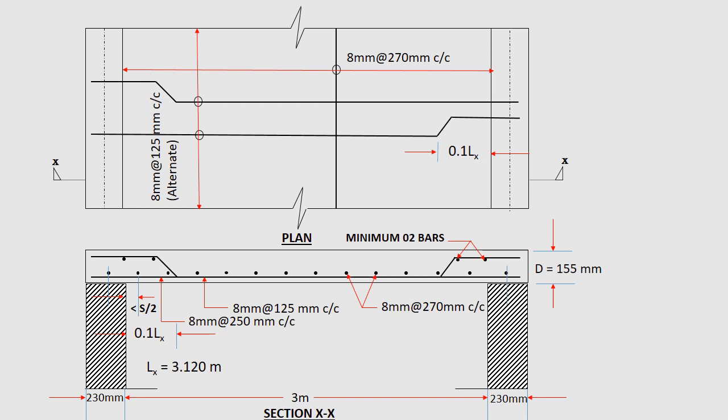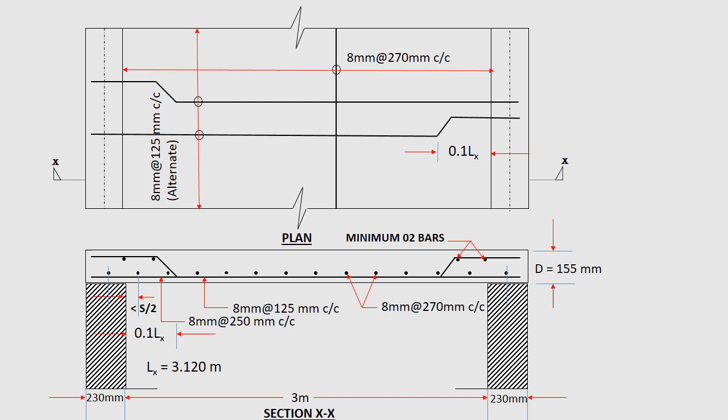First see the section XX. Here this is the slab of which the overall depth D equal to 155 mm, clear span equal to 3 meter, and the support width is 230 mm. First see the bottom reinforcement in the shorter direction.